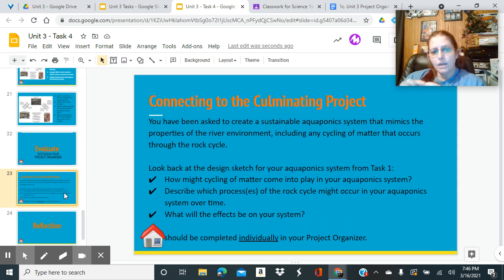What we're going to do today is think about your aquaponic system. And remember, we're looking at the aquaponic system and how it's usually in the cycling of matter. We're going to think specifically this time, because we're talking about rocks: how are rocks being used in your aquaponic system?